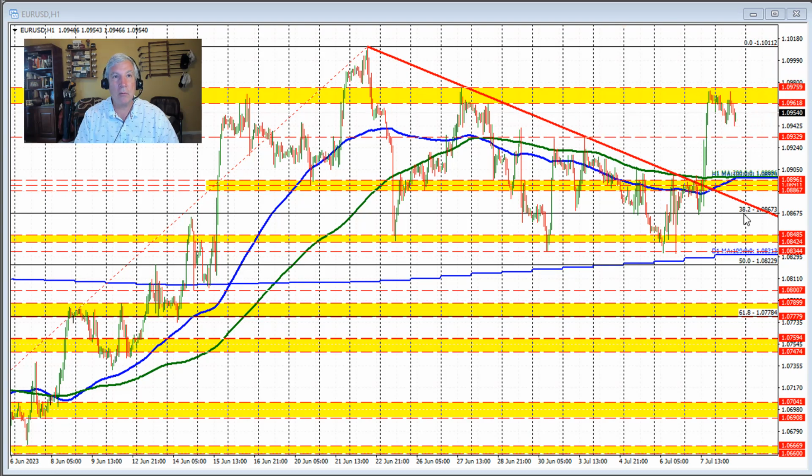If we do break below that level, all bets are off. We should look toward a rotation back toward the 100-hour moving average and the 200-hour moving average, the blue and green lines, which are nearly converged at 1.0897 on the downside for the euro versus US dollar.